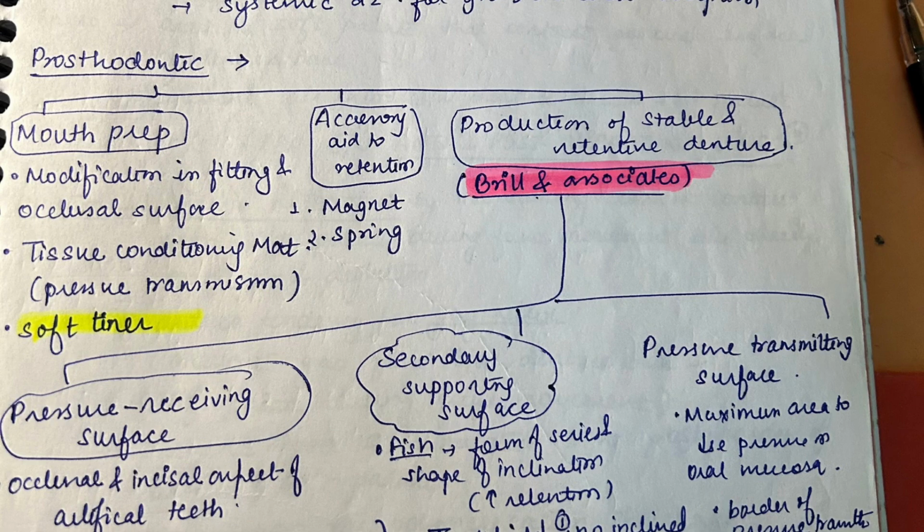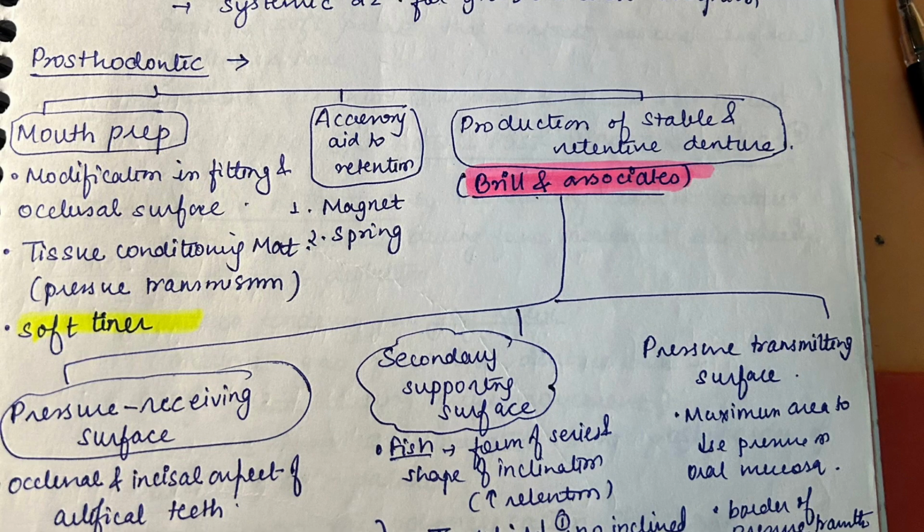Now, the treatment can be written in terms of the general management, the one that the prosthodontists do, and then the surgical management. In the general management, we need to manage the attitude of the patient and then the systemic disorders. In prosthodontic management, we need to check three things: the mouth preparation, accessory aid to retention, and the production of stable and retentive denture. In mouth preparation, we can do the tissue conditioning, that is, you can use liners. In accessory aid to retention, we can add magnets and springs for better retention.